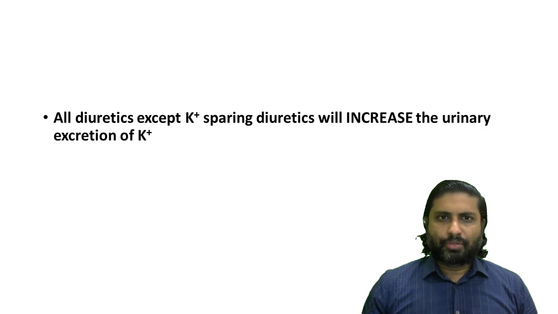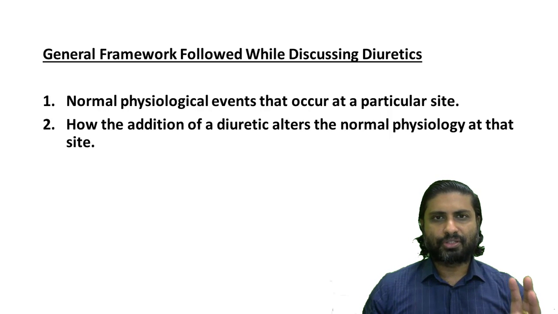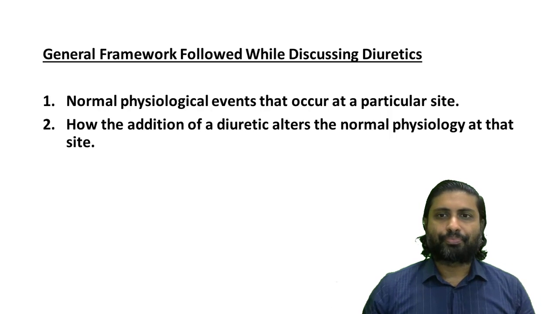It is important for us to remember that all diuretics except potassium-sparing diuretics will increase the urinary excretion of potassium. Now throughout this discussion, we are going to discuss first what happens normally. We will discuss the normal physiology in each region first, in the proximal convoluted tubule, in the thick ascending limb of the loop of Henle, the distal convoluted tubule, and so on, and then we will go on and discuss what happens when we add a diuretic at that particular point.